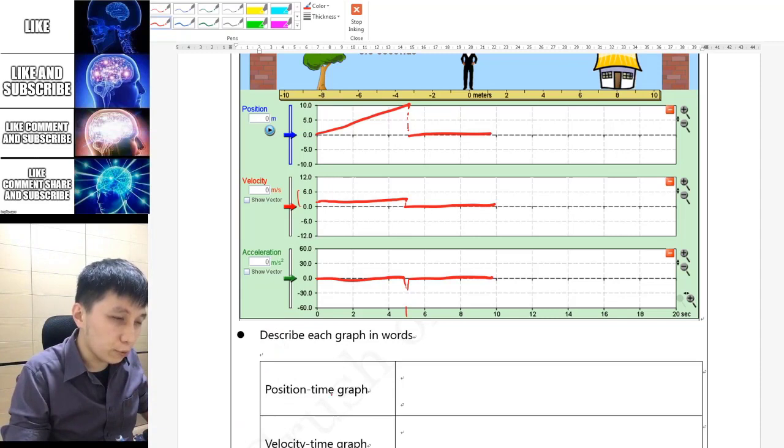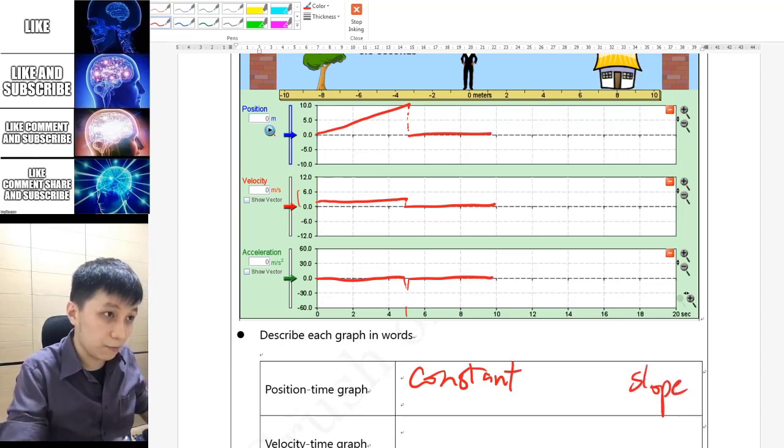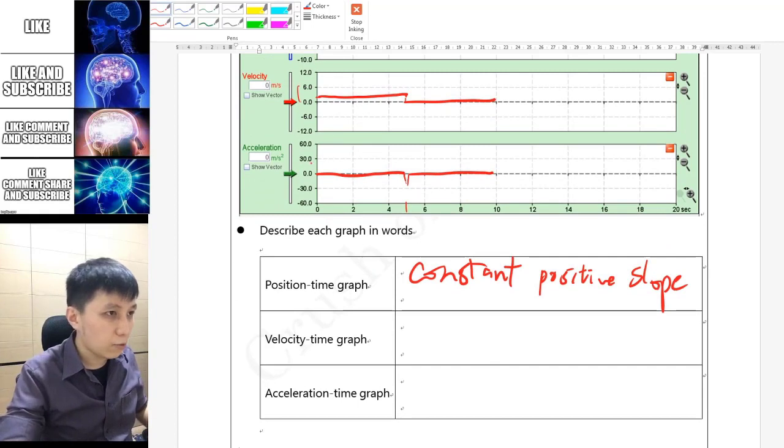Okay, so for the position time graph, it is obviously a constant slope, right? So I'll put that constant, but then this slope is positive, so constant and positive slope. For the velocity time graph, you can see it just maintains at 2 as a horizontal line.